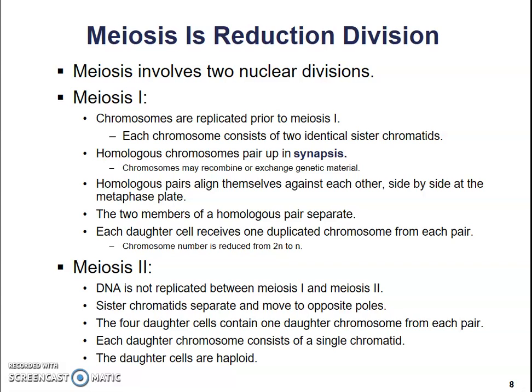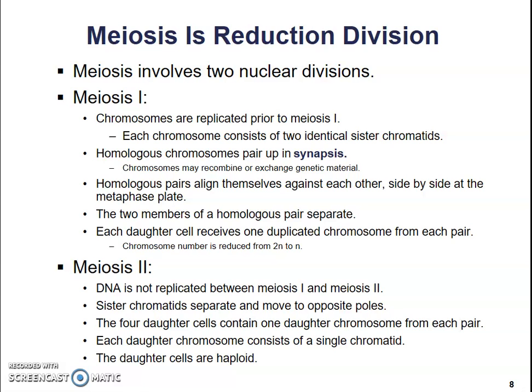Meiosis is reduction division. So meiosis actually involves two nuclear divisions. We call it meiosis 1 and meiosis 2. In meiosis 1, the chromosomes are replicated, and each chromosome consists of two identical sister chromatids. This is where it gets different from mitosis. In meiosis 1, they pair up the homologous chromosomes, the one from mom and the one from dad. They pair up at their synapses, and the chromosomes may recombine or exchange genetic material. Okay, so they swap it. Okay, this is where the genetic variability comes in.